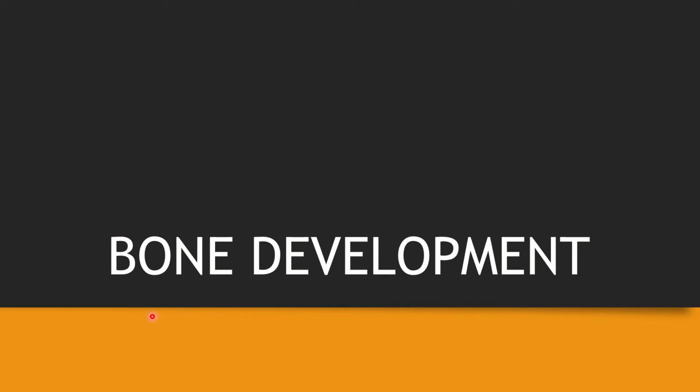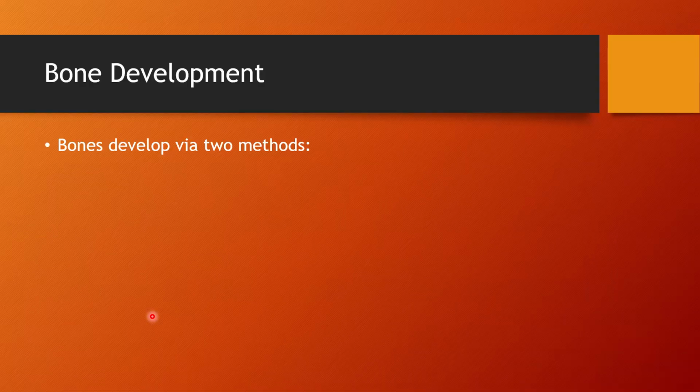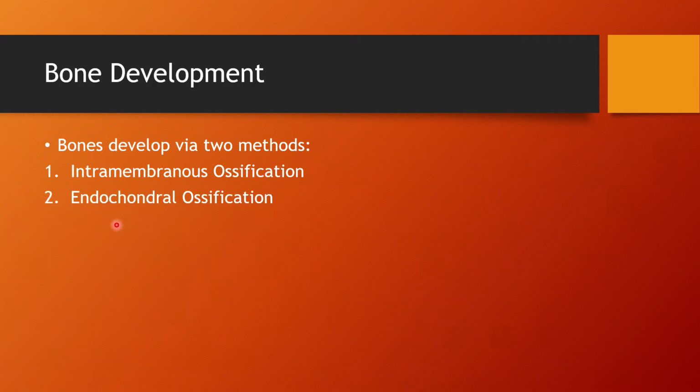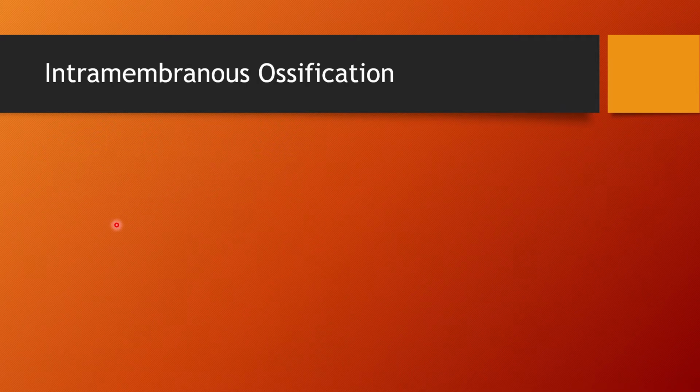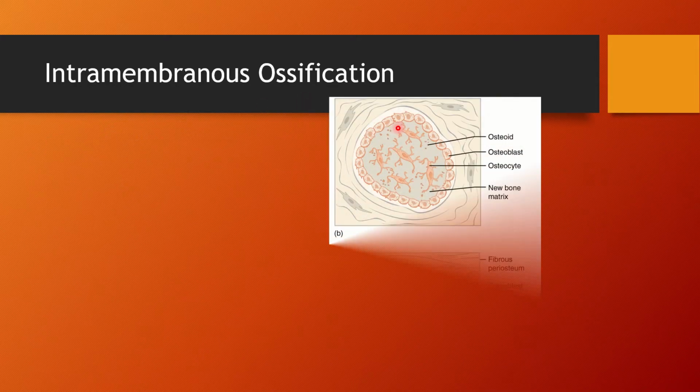Now we will be studying a brief overview of bone development, that is, how the bone is developed. So the bone develops via two methods: intramembranous ossification and endochondral ossification. The intramembranous ossification is done in the flat bones.